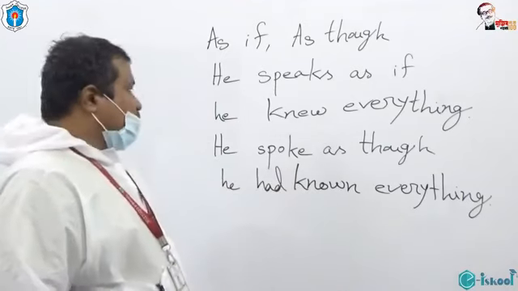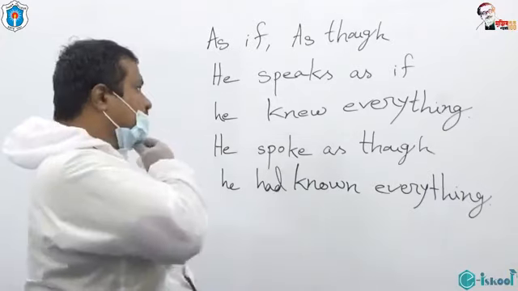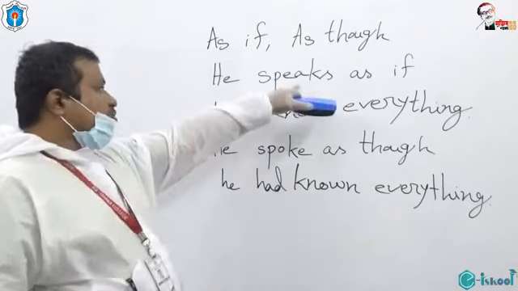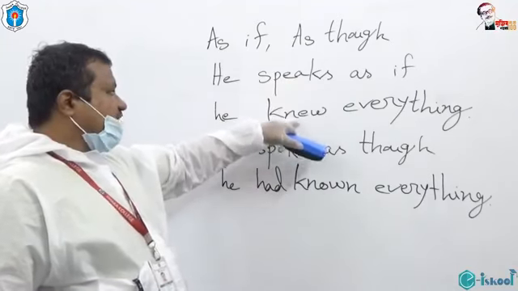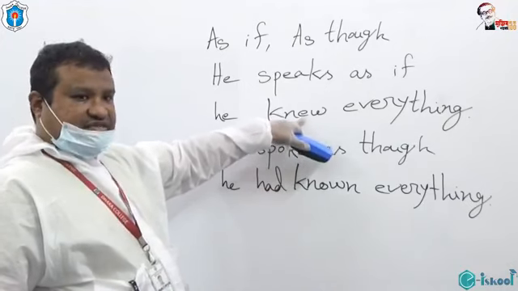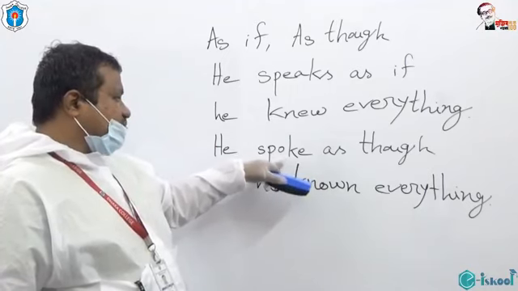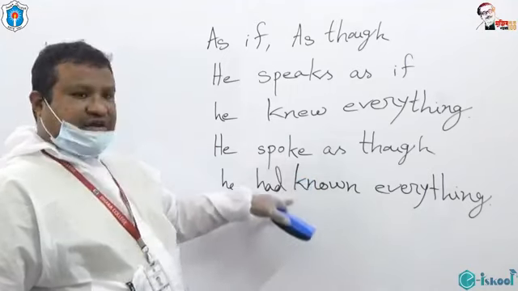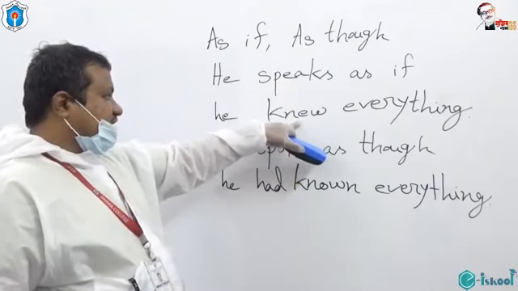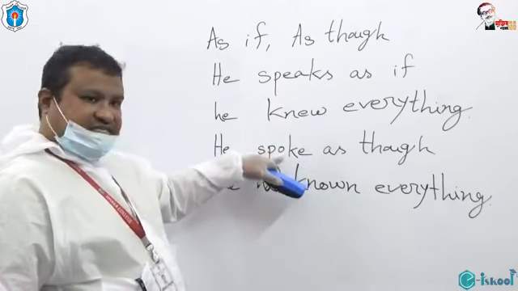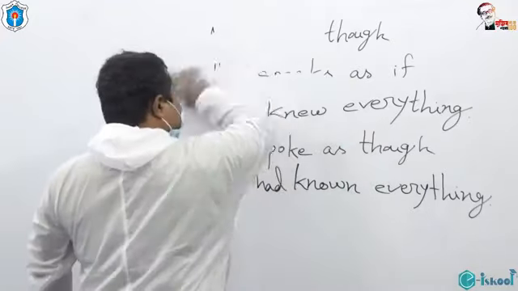So the basic structure will be, in case of as if or as though, if we use simple present tense before as if or as though, then we will use simple past tense after as if or as though. If we use simple past tense before as if or as though, then we will use past perfect tense after as if or as though. So simple present tense, simple past tense; simple past tense, past perfect tense.